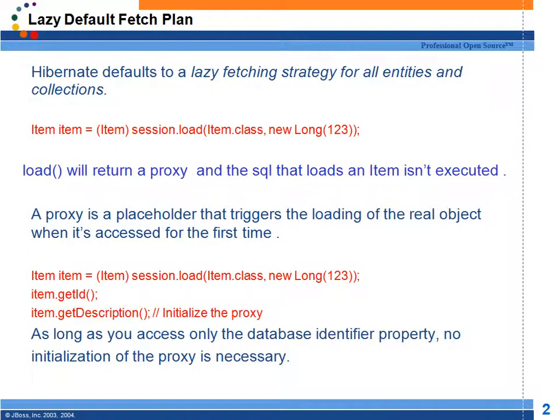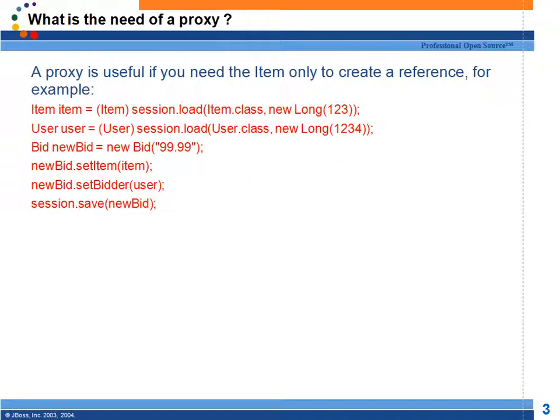Next, where is a proxy actually required? This is a very good example which tells when a proxy is very useful. See this? I am saying session.load item and session.load user. I will be getting a proxy, right? Why I loaded user and item is that I want to set a relationship. One bid has one item and one user. There is an association, a many to one association, or a one to one association. Now I have fetched this item and user just to set a relationship with a new bid.